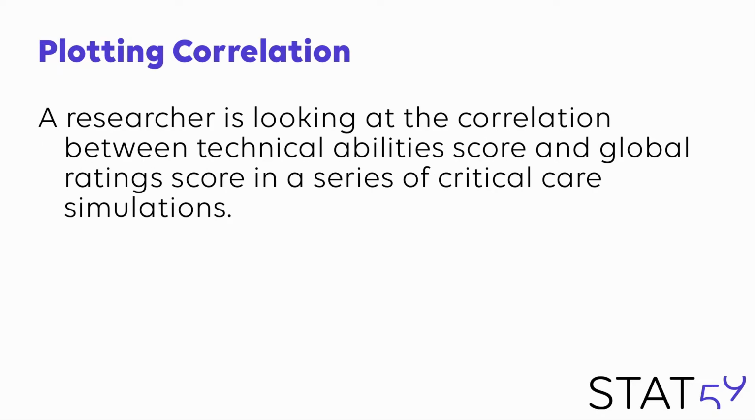In our second example, we're going to talk about plotting of correlation. So here a researcher is looking at the correlation between the technical abilities score and the global rating score in a series of critical care simulations. So in this case, a group of participants are working on a simulation, and raters are independently rating them using two different tools, the technical ability score and the global rating score. And the question the researcher has is, what is the correlation?